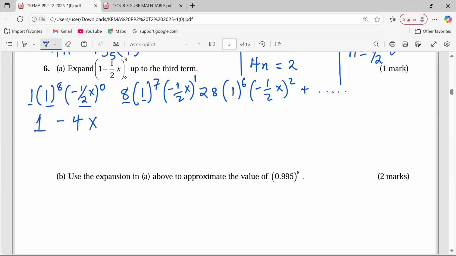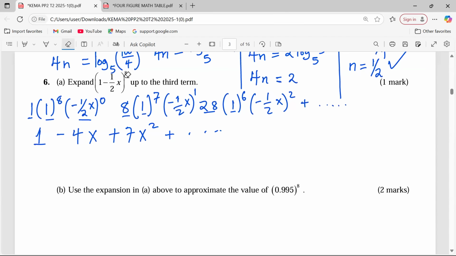Then now in the third term, I'll be having 28 times 1 power 6, which is just 1, then negative 1 over 2 x squared. We'll be getting positive a quarter x squared. So we have 28 multiplied by a quarter. This is 7x squared that way. So that is the expansion up to the third term. It would have continued, but we have to follow the instructions. Yeah, we're supposed to follow instructions very carefully and up to the latter that way.